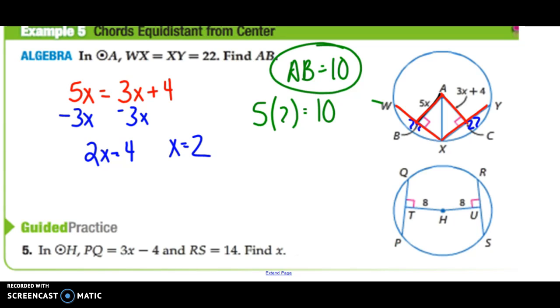Here's a guided practice problem. It says in circle H, PQ is 3x minus 4 and RS is 14. Find the value of x. So this one, they're just trying to find x.